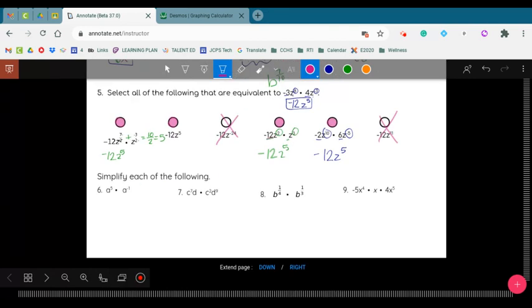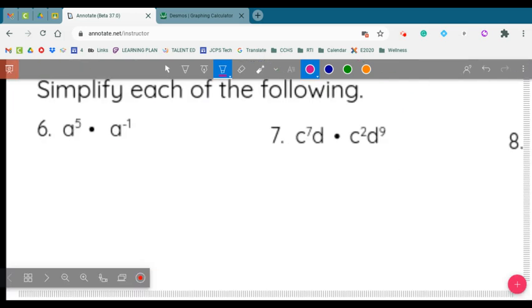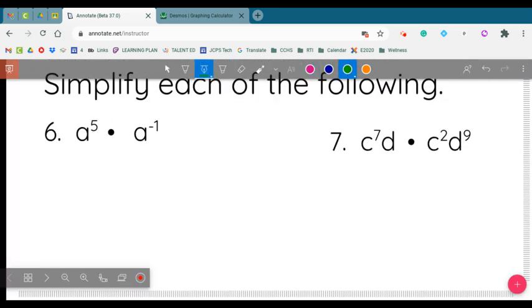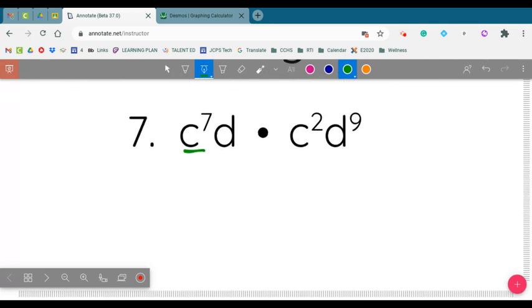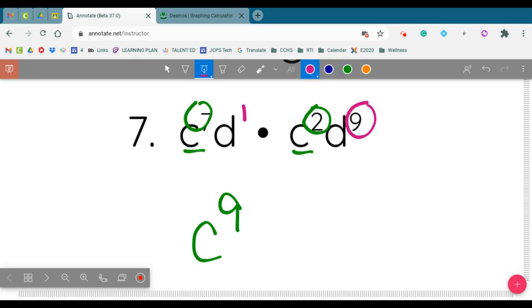Okay, so simplify each of the following. We're just going to go down to the bottom, and we are going to simplify each one of these. So we have a to the 5th, a to the negative 1, so add our exponents. So we're going to get a to the 4th. You have c to the 7th times d times c to the 2nd d. So you look at your c's, you're going to add 7 and 2. Going to get 9. And then for your d's, you're going to add 1 and 9. So don't forget that 1's on there. You're going to get d to the 10th.